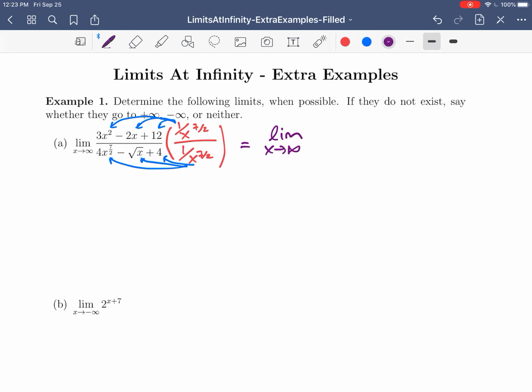So that's going to be 3x squared over x to the 7 over 2 minus 2x over x to the 7 over 2 plus 12 over x to the 7 over 2, divided by 4, because the x to the 7 over 2's are going to cancel. This one, root x, is x to the 1/2.